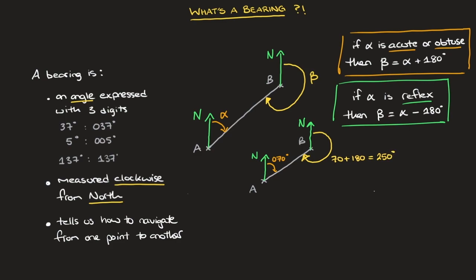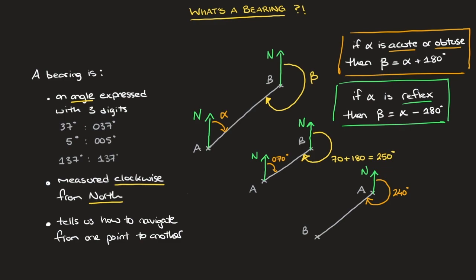Another example, let's say I had a point A right here, and a point B right there. And I'll join those 2 points with a line segment. In this case, I'll say that the bearing of point B from point A, so that would be this angle here, is 240 degrees. Then, because 240 degrees is a reflex angle, we can use the second formula we have here to quickly find the bearing of point A from point B.